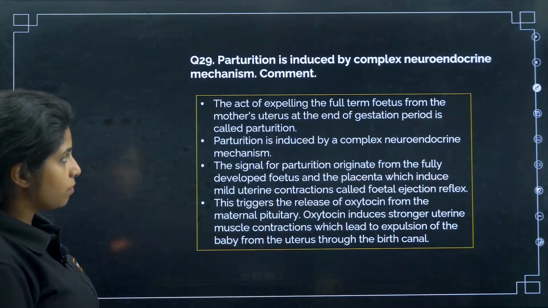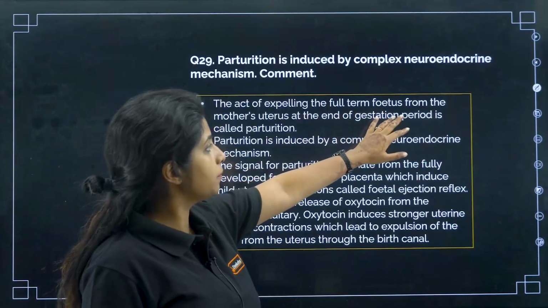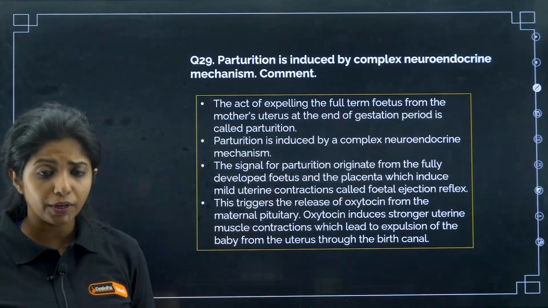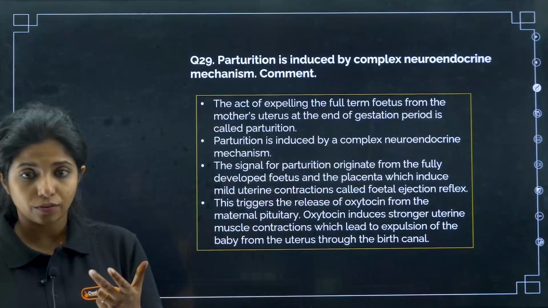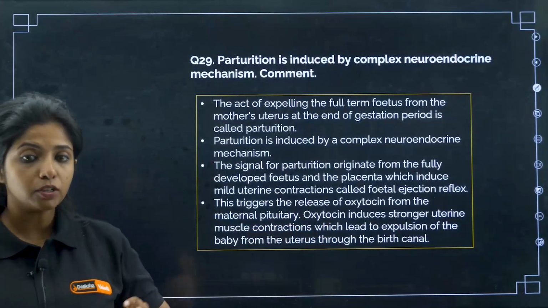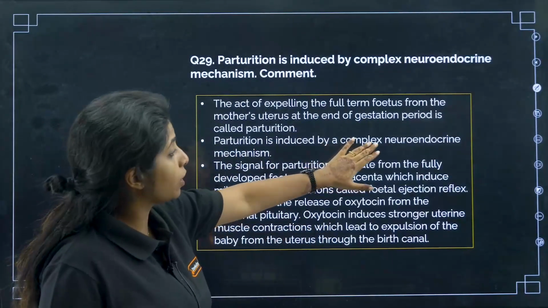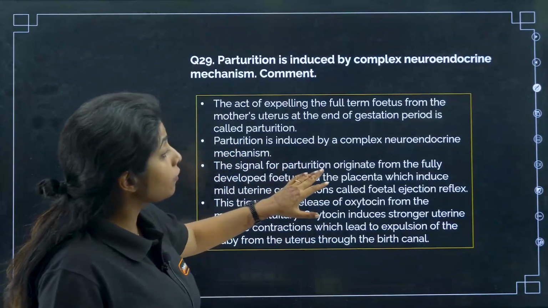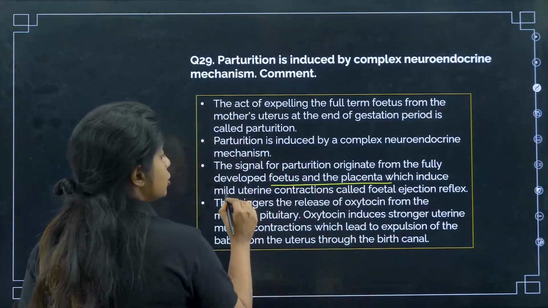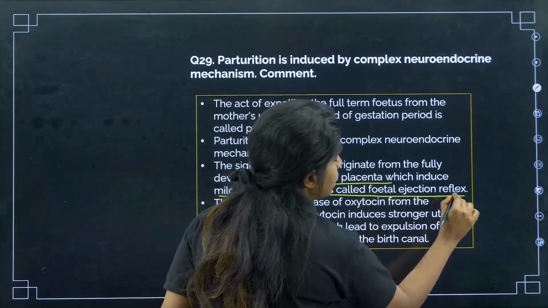Okay, so please remember. The act of expelling the full-term fetus from the mother's uterus at the end of the gestation period is known as parturition. Gestation is the whole period when the baby was inside, where the whole formation of the baby is happening. Parturition is induced by a complex neuroendocrine mechanism. The signal for parturition originates from the fully developed fetus and the placenta, I told you, right, which induces mild uterine contraction called fetal ejection reflex.